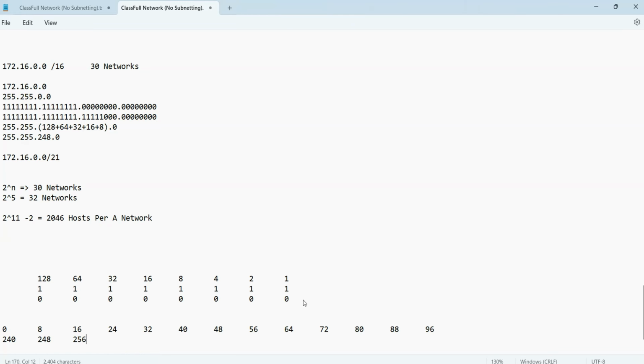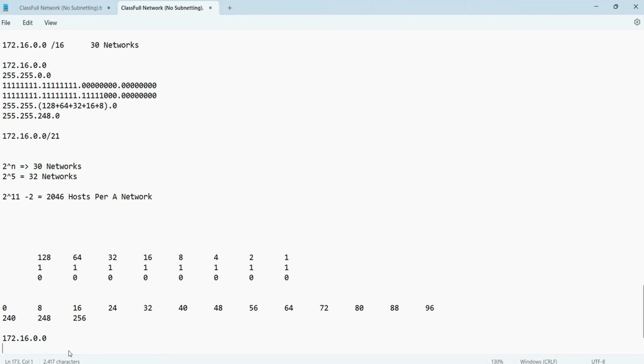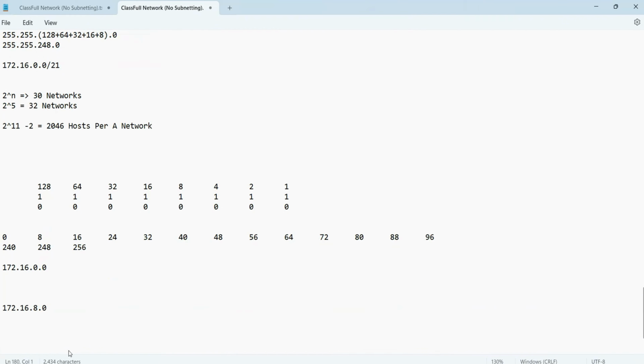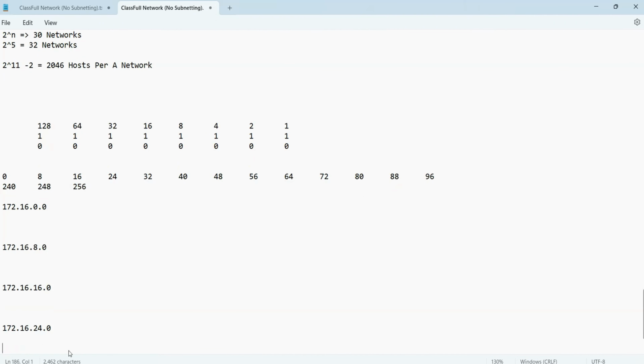Each network gets 2046 hosts. How do I calculate that? 172.16. Now I'm messing around with the third octet. So these numbers over here, they go to where? The third octet. That's where they go to. All right. So 0.0 is my first network. 172.16.8.0 is my second network. Then 172.16 dot what? 16.0 is my next network. Then 172.16 dot what? Yes. 24.0 is my next network.